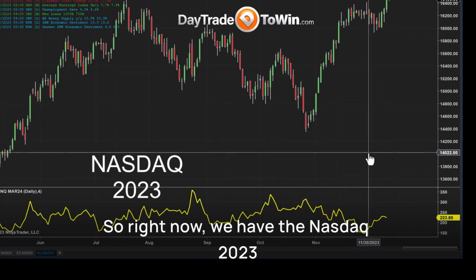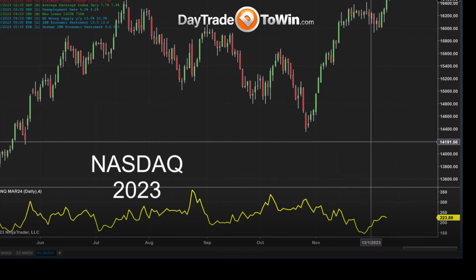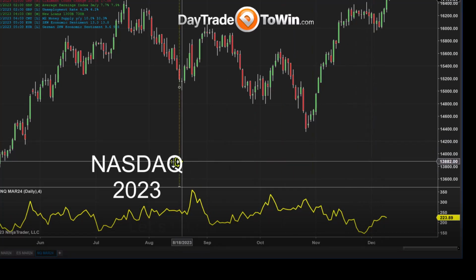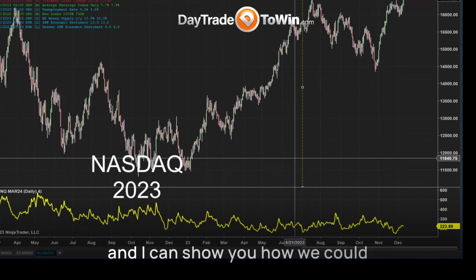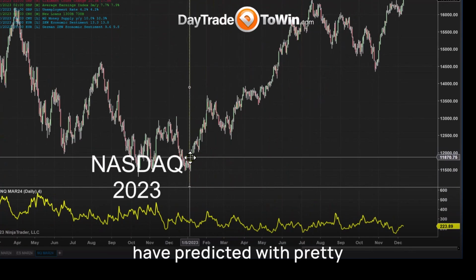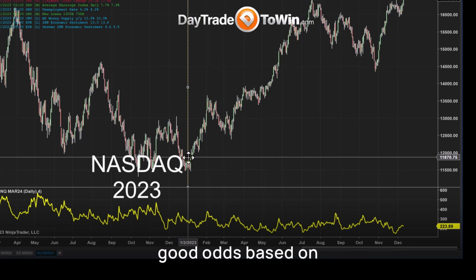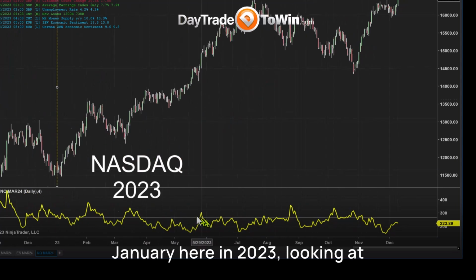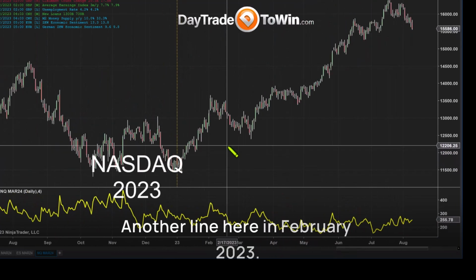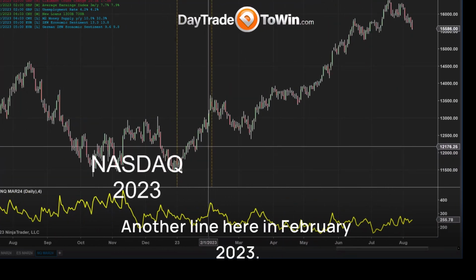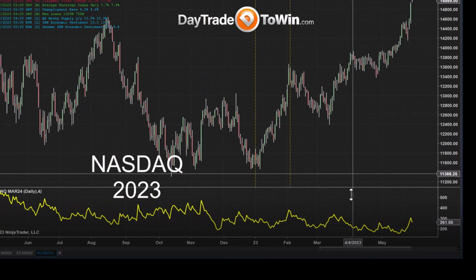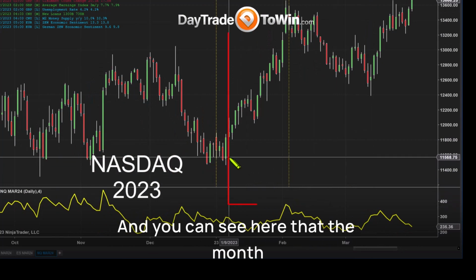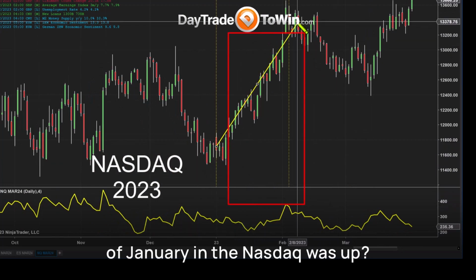So right now we have the NASDAQ 2023 looking at the highs of the year. This is where we are right now. Let's take a look at where it started, and I can show you how we could have predicted with pretty good odds based on all of the data that we have starting January here in 2023, looking at another line here in February 2023. What happened? We have an up month. Let me just expand this out. And you can see here that the month of January in the NASDAQ was up.